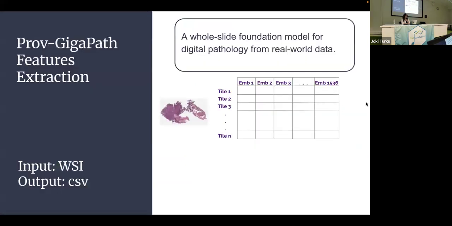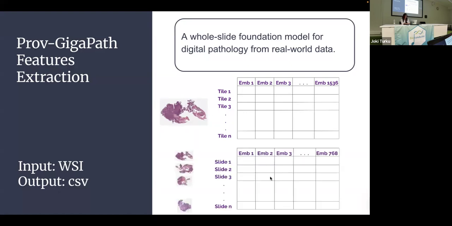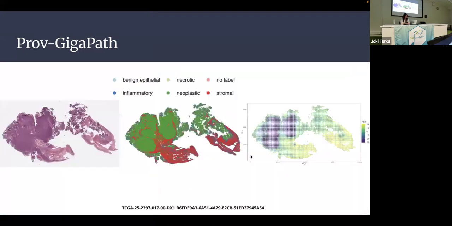The output of Prov-GigaPath could be tile level or slide level. When you have the tile level, you have these matrices, and the tile embeddings are from 1 to 1,536. And then you have the tile, so the tile is one small patch of the image. And when you have the slide level embeddings, each row is a different image, and the number of columns is from 1 to 768.